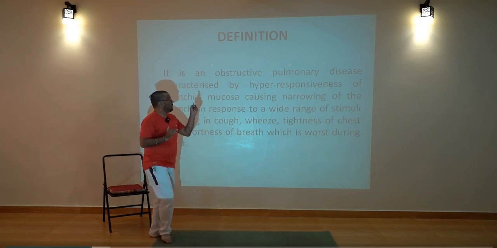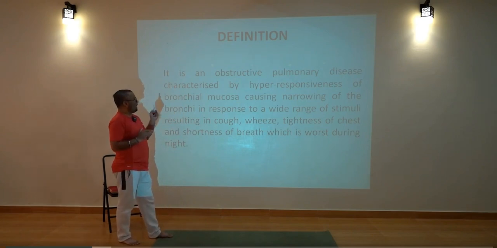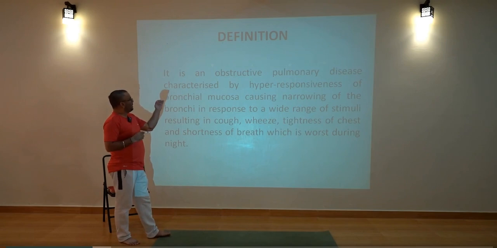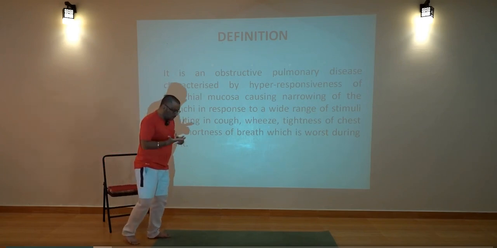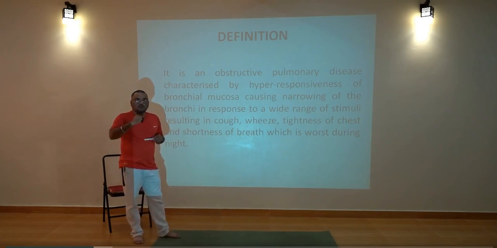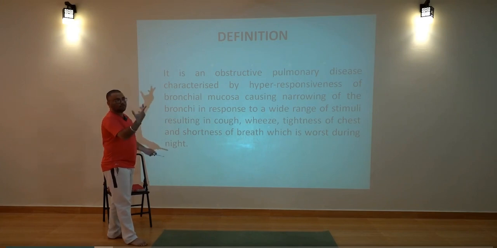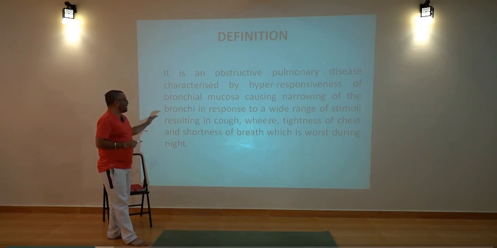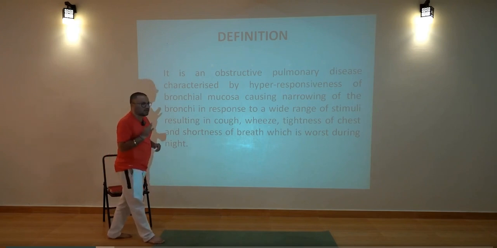So it is an obstructive pulmonary disease characterized by hyper-responsiveness of your bronchial mucosa. The bronchial mucosa that is around becomes hyper-responsive, causing narrowing of the bronchi. So the bronchi become narrow in response to a wide range of stimuli, resulting in cough, wheeze, tightness of chest and shortness of breath, which is worst during the night.